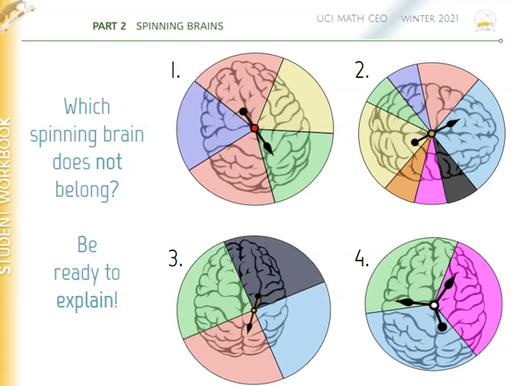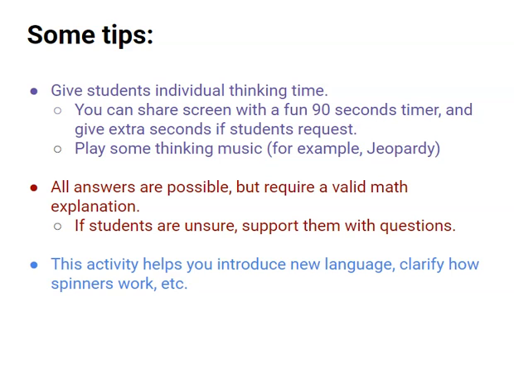So while you think about which spinner is different and why, let me give you some tips on how to run this activity. So the first tip is give students individual thinking time. It's very important. So you could say something like, let's all think, and give maybe 90 seconds, and probably use some music, maybe some Jeopardy music. Any thinking music is fine, so not too loud.